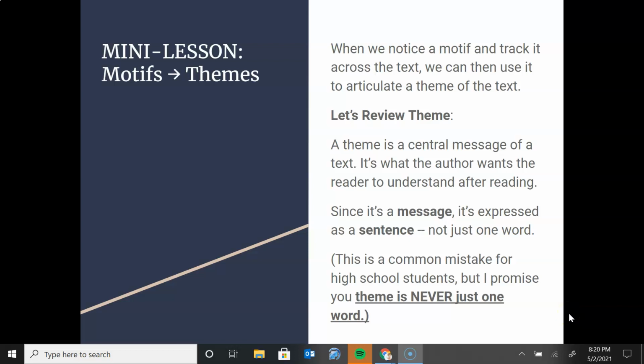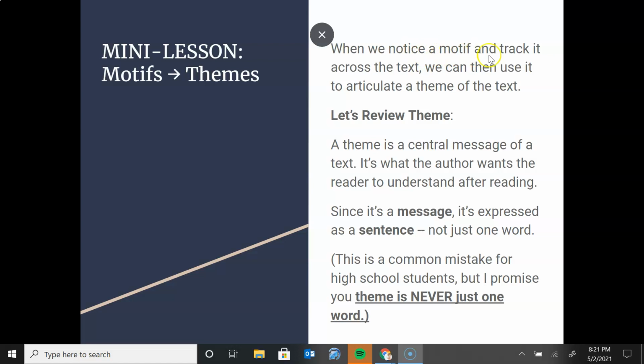Okay, so now that we've talked a little bit about what a motif is and how you identify one in a text, we are going to extend our learning into how we use motifs to identify a theme in a text. And that's really the point of a motif. A motif only matters if it is helping the reader identify the central message of the text. So let's look at this slide and take it from the top.